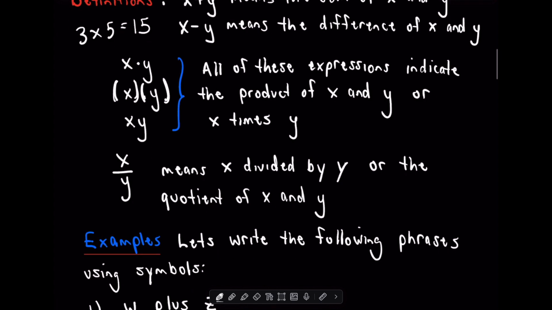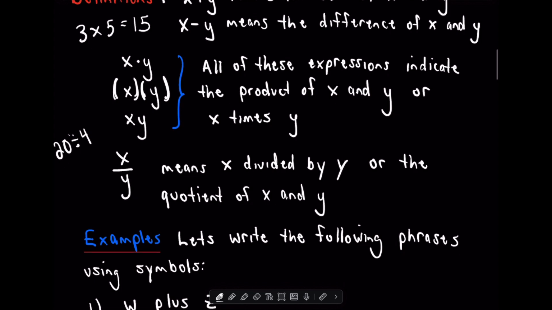Likewise, when we do division, at least when I did it in elementary school, we would write the little division sign, 20 divided by 4. But again, you'll almost never see this division sign in algebra. To represent division, we make it look like a fraction. So in this case, we have x in the numerator, we have y in the denominator, and that means that x is divided by y, or we say it's the quotient of x and y. So those are going to be our notations.